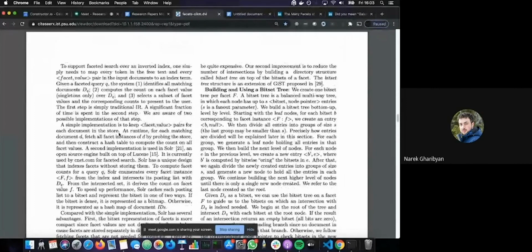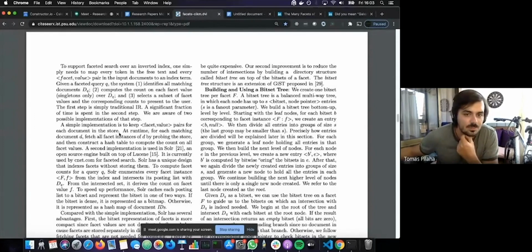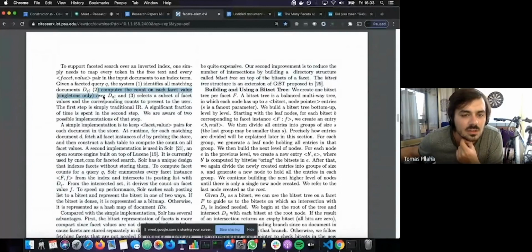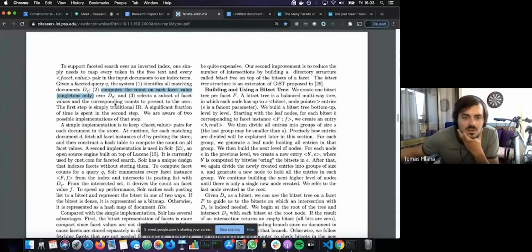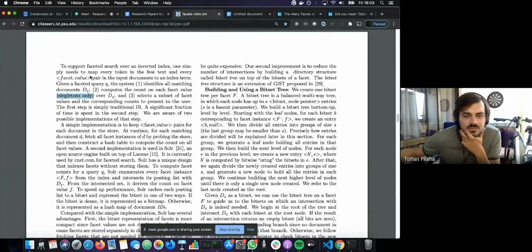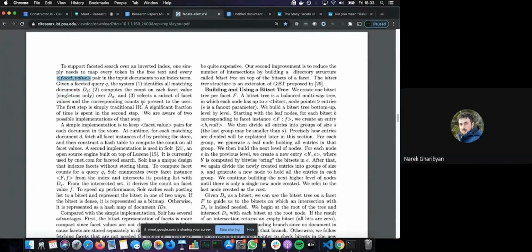Computes the count on each facet value, singletons only. For each key value, it computes the count on each facet value. Yeah, I think it just means that you have... Yeah, I'm not sure what they mean actually by singletons only. It's just for each unique facet value pair. Okay. I guess.